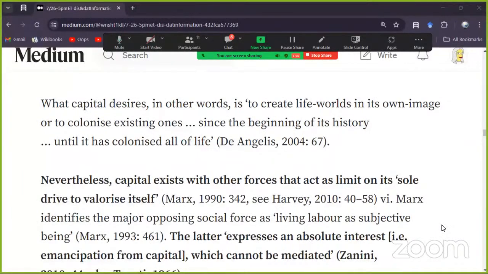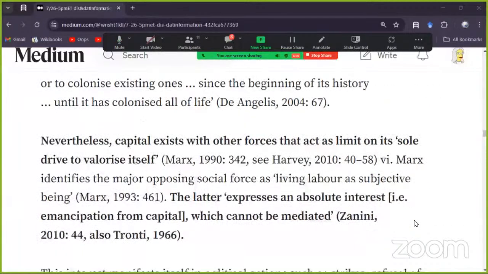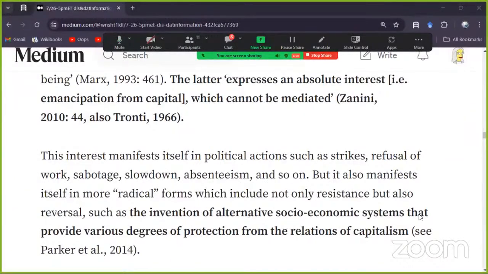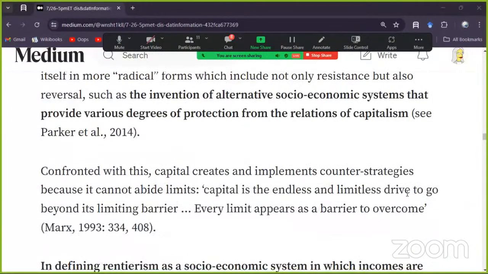Nevertheless, capital exists with other forces that act as a limit on its sole drive to valorize itself. Marx identifies the major opposing social force as living labor as subjective being. That is, this latter force expresses an absolute interest, for example, the emancipation from capital that can't be mediated. This interest manifests itself in political actions such as strikes, refusal of work, sabotage, slowdown, absenteeism, and so on. But it also manifests itself in more radical forms, which include not only resistance, but also reversal, such as the invention of alternative socioeconomic systems that provide various degrees of protection from the relations of capitalism. And some people always have this kind of hope to create better, more collaborative or collective forms.